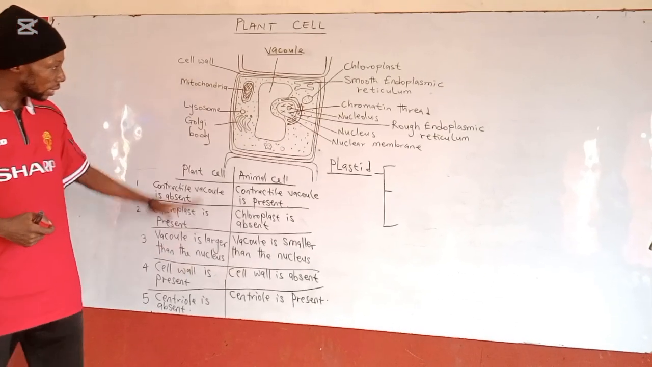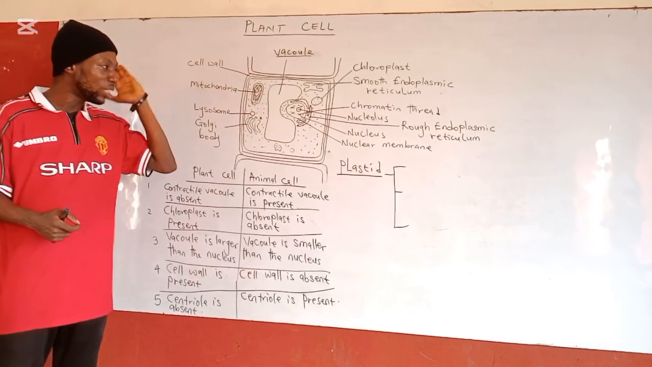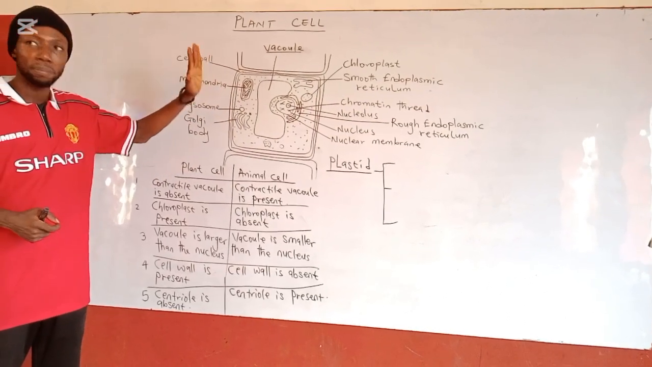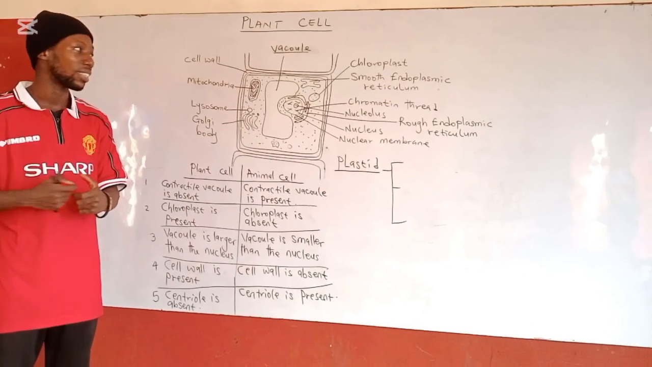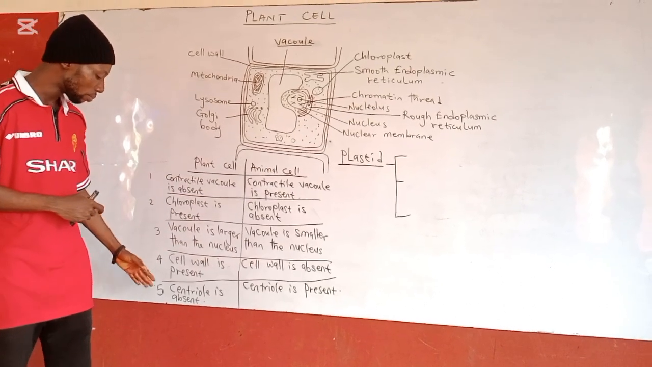Okay? Cell wall is present. Okay? Now listen. The cell wall is the major structure that makes this a plant. Every plant must have a cell wall. Okay? The cell wall is absent in the animal cell.